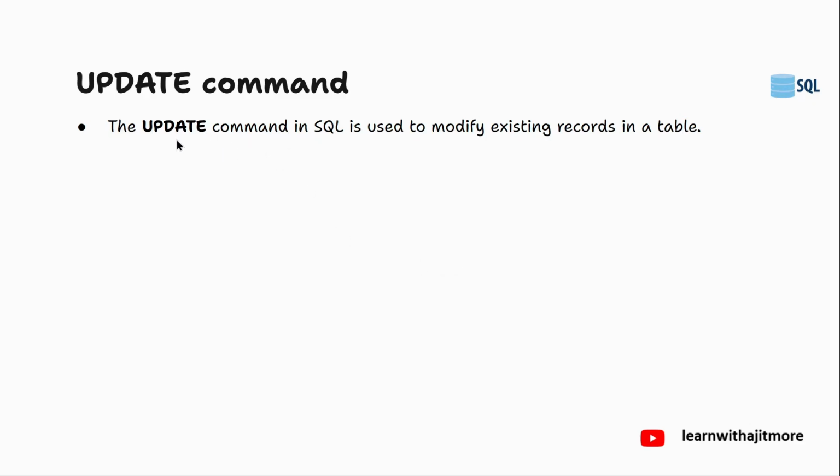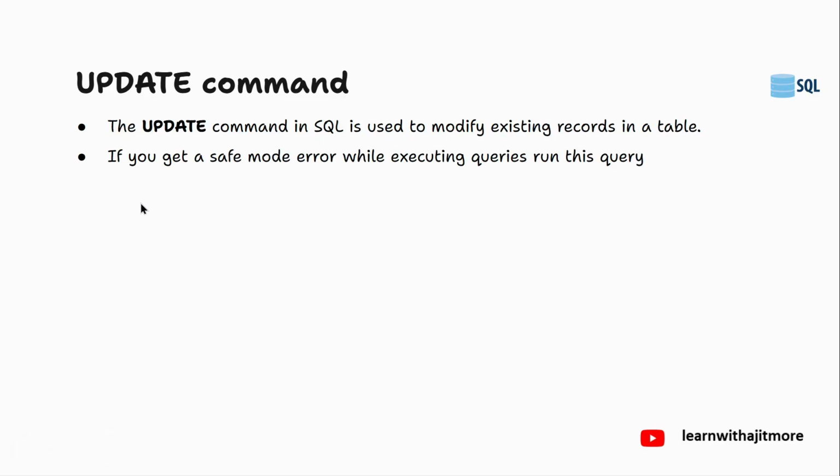So the update command comes under the DML category, data manipulation language. The update command in SQL is used to modify existing records in a table. So in the table, there are many records and you want to modify the values of those existing records.